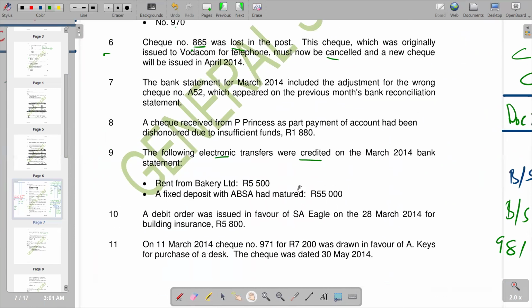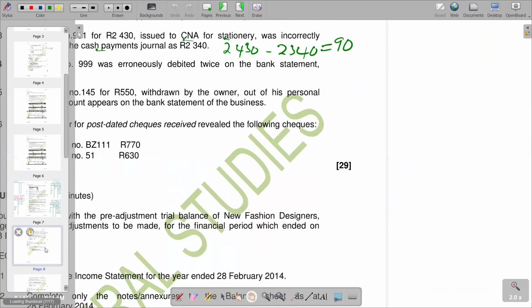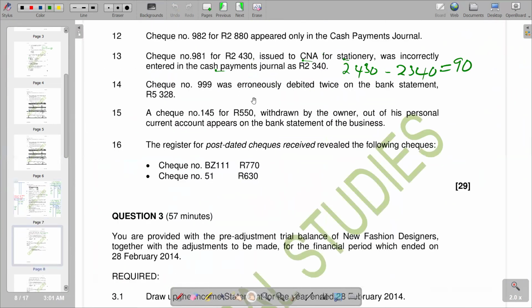So under the one for our stationery, we check which one is next. Which is 14, check number 999 was erroneously debited twice on the bank statement. So this error is only on the bank statement, so it's going to affect only the bank reconciliation. So we've got an entry which was debited twice, 5,328. So we need to remove one of the 5,328, and we are supposed to go to credit as we are crediting a check that was incorrectly debited.